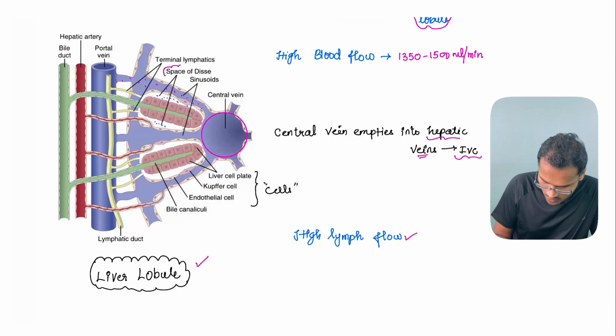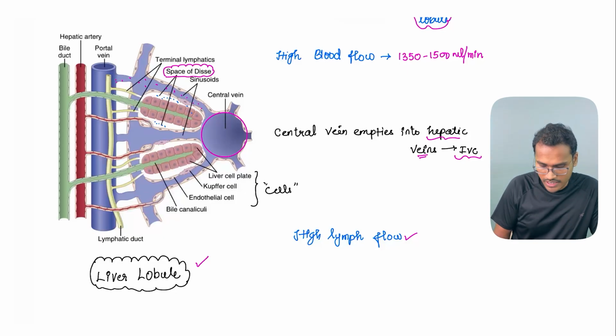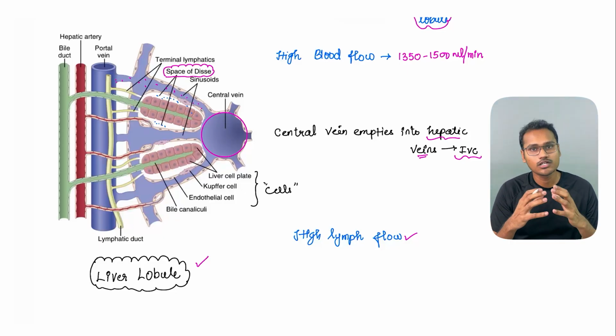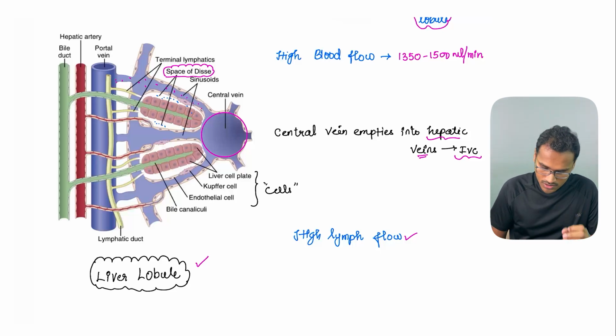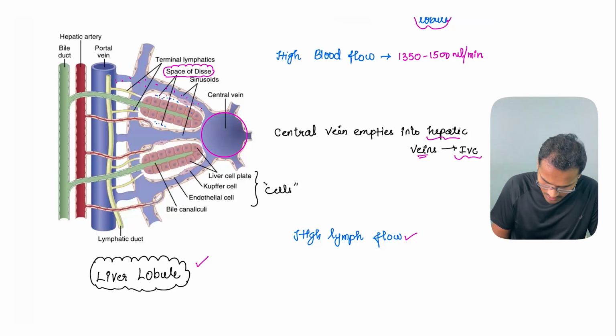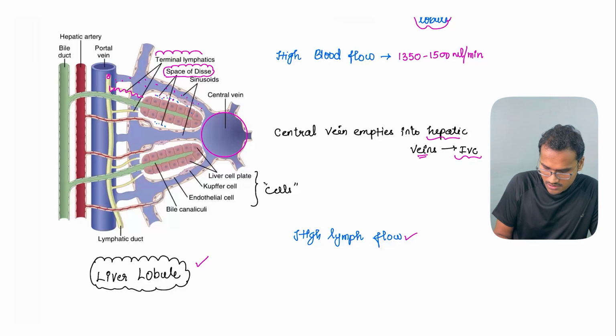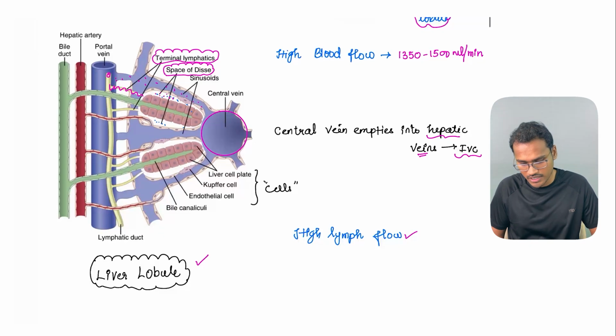That is the space of Disse. Whatever bacteria are first acted upon by the liver later have to be sent to the lymphatics. So that space of Disse, as you can see from here, is connected to the lymphatic system. That's why it is termed the terminal lymphatic system. So this is one important area.